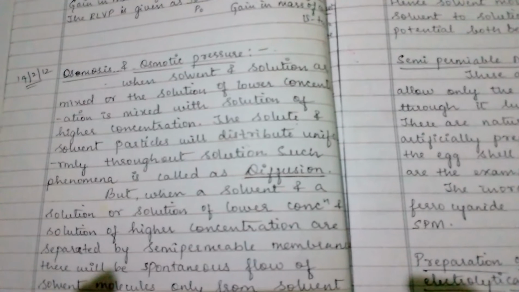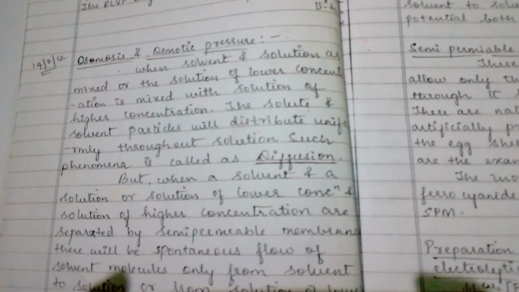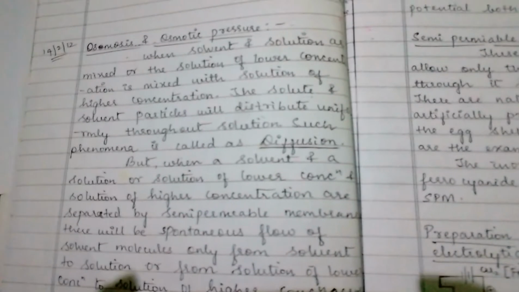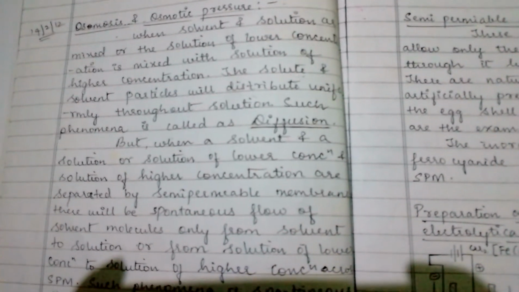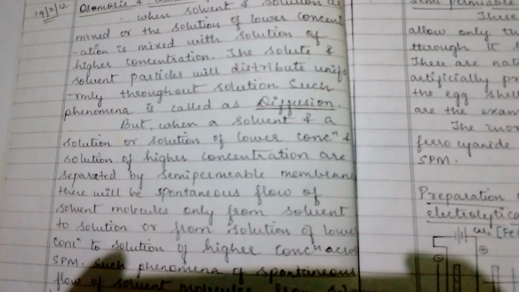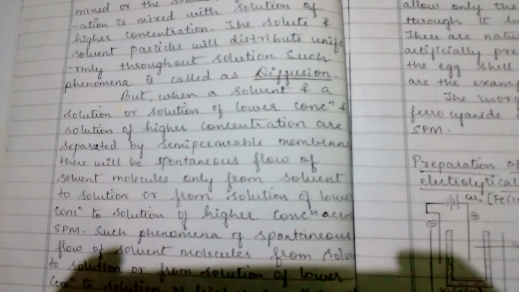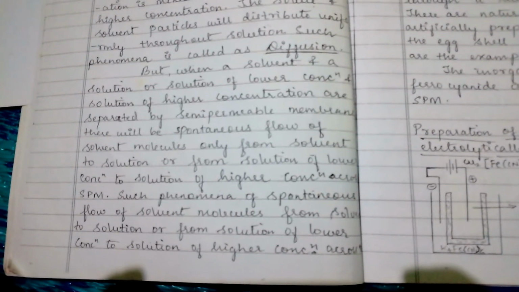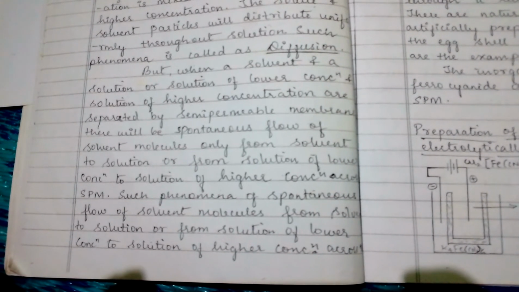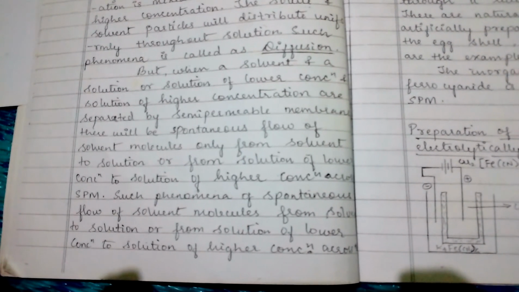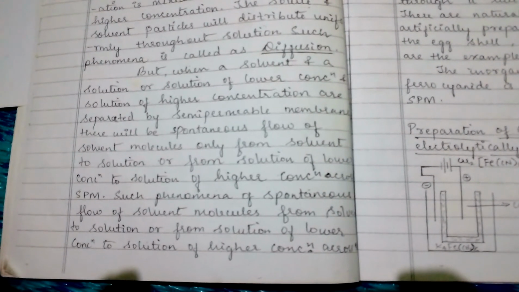Now, let us discuss osmosis and osmotic pressure. When solvent and solution are mixed, or a solution of lower concentration is mixed with a solution of higher concentration, the solute and solvent particles will distribute uniformly throughout the solution. Such a phenomenon is called diffusion. But when a solvent and a solution, or a solution of lower concentration and a solution of higher concentration, are separated by a semi-permeable membrane, there will be a spontaneous flow of solvent molecules from solvent to solution, or from solution of lower concentration to solution of higher concentration, across the semi-permeable membrane.